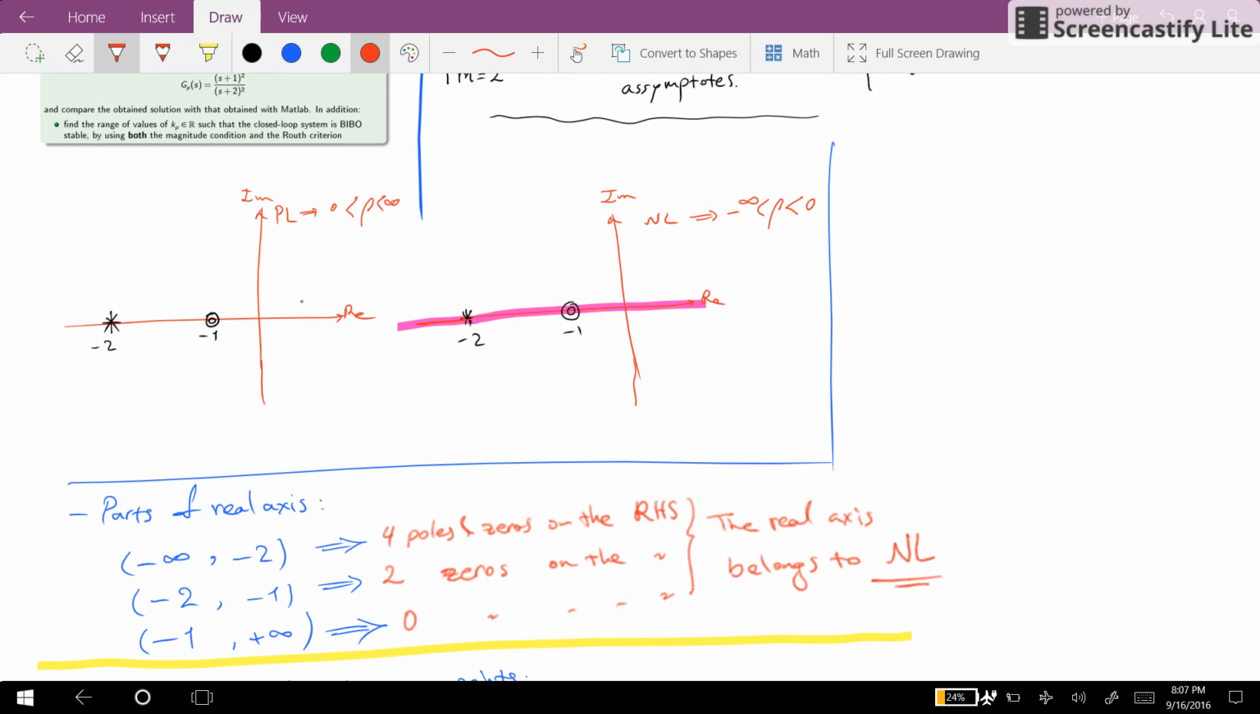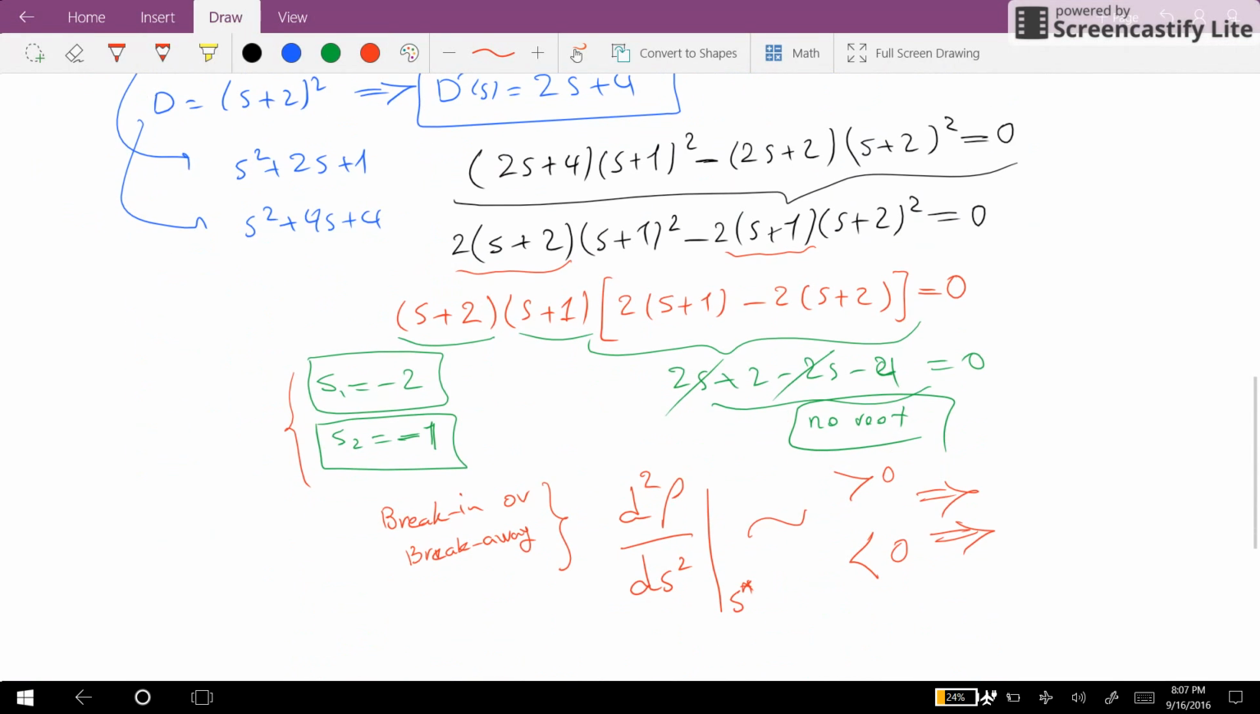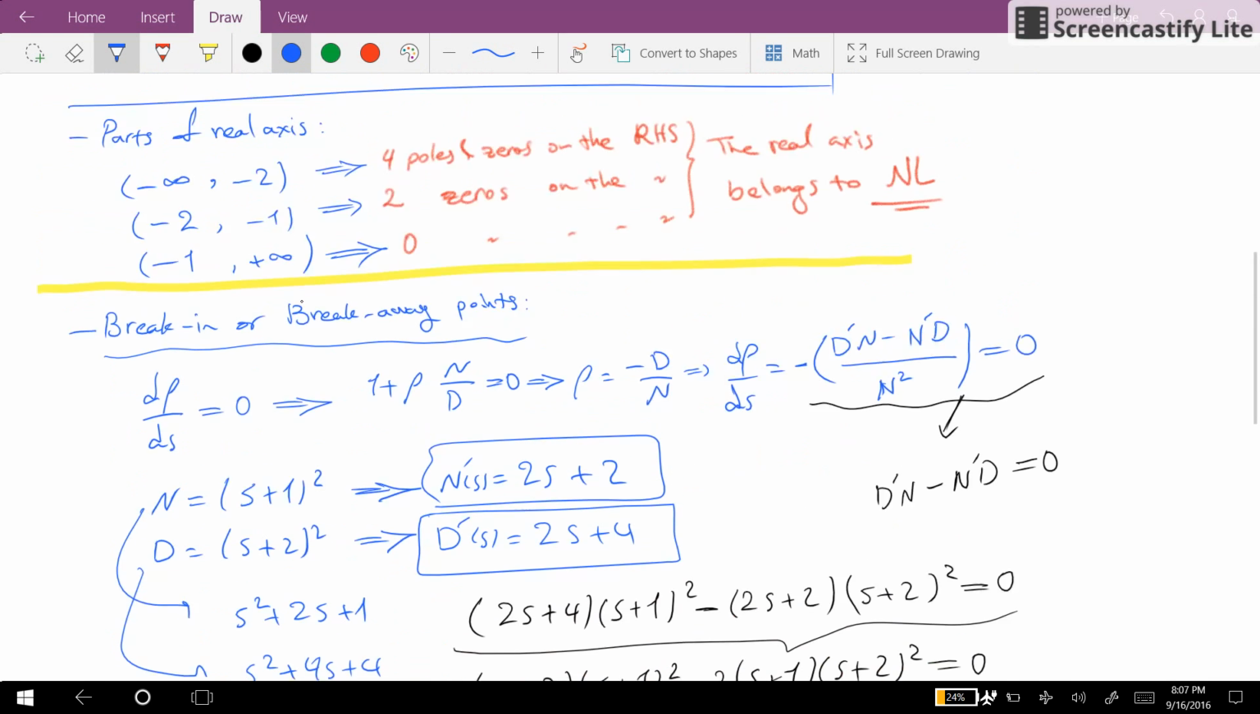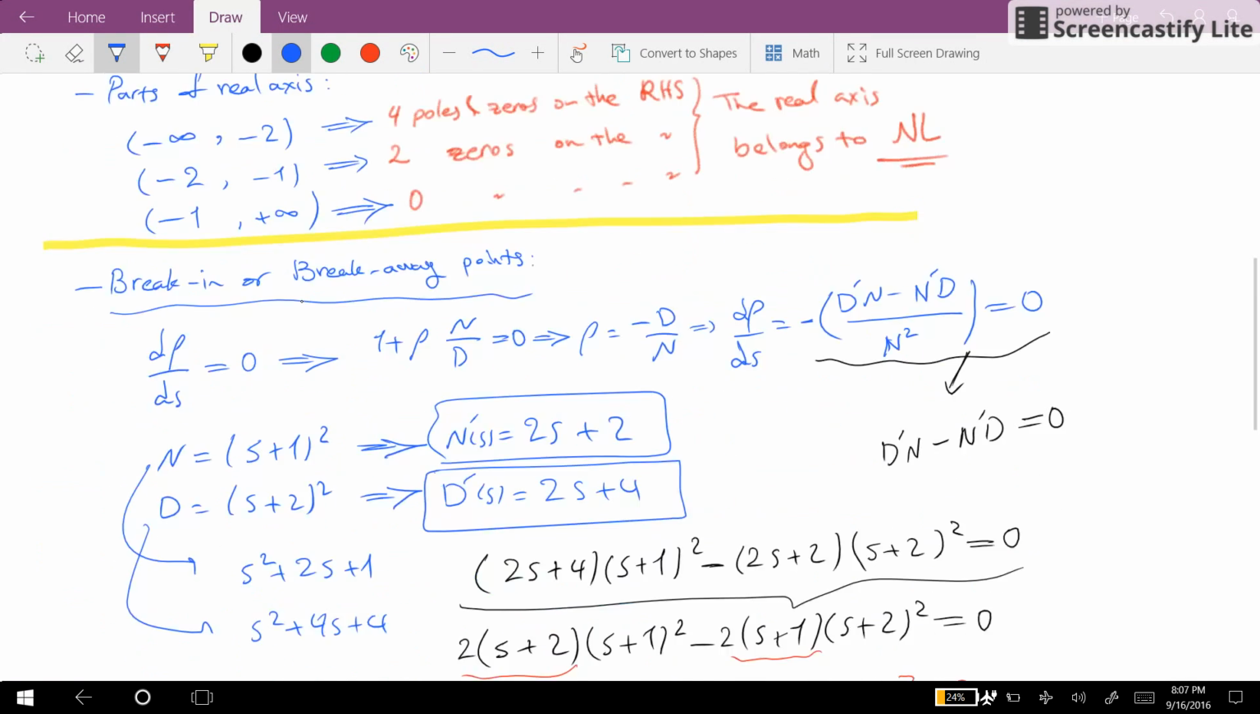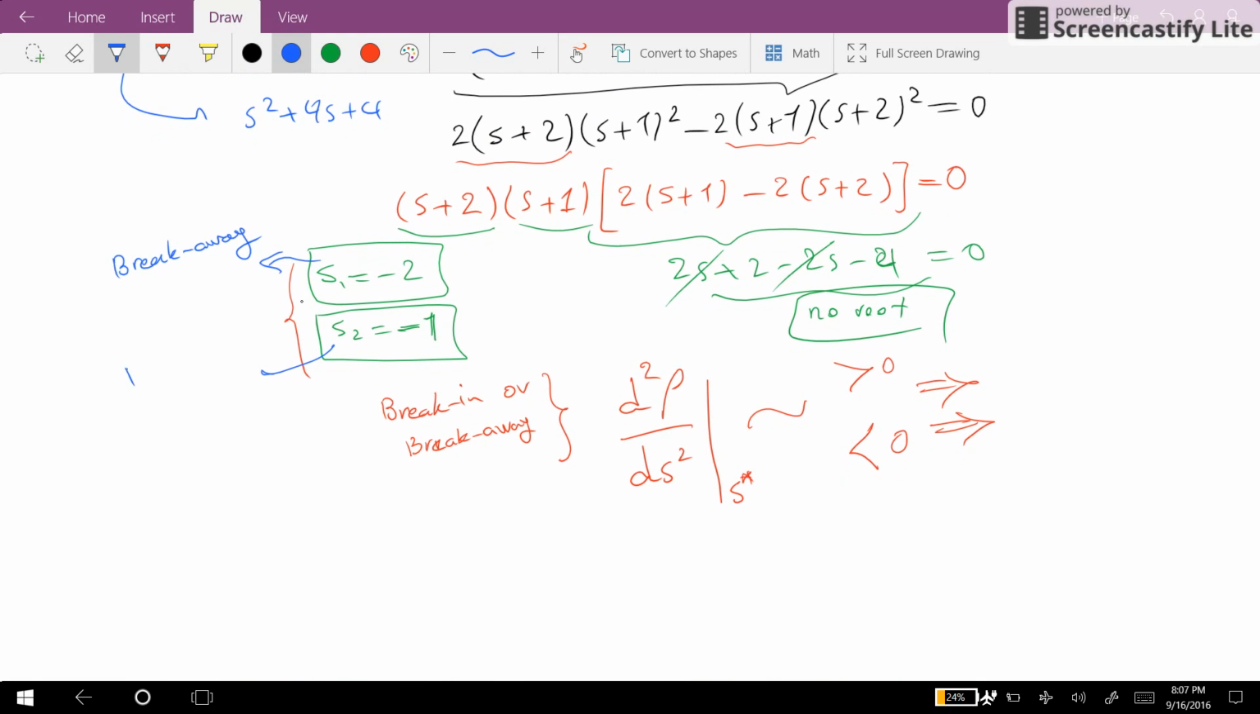for the positive locus mainly, the branches will start to depart from the real axis as k starts from 0. And the point of departure will be -2, obviously, because it cannot be any other point. So s equal to -2 is a breakaway point, and s equal to -1 is where we have our zeros, and we know that the branches will go towards the zeros, and they break into the real axis. So this is a break-in point for us.